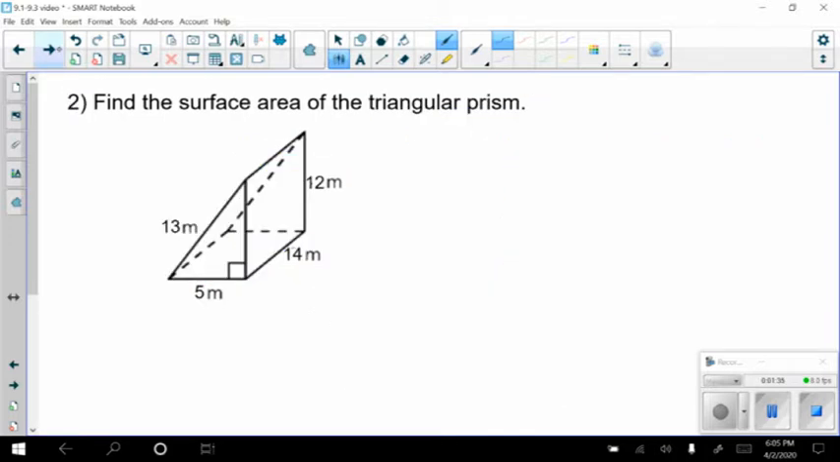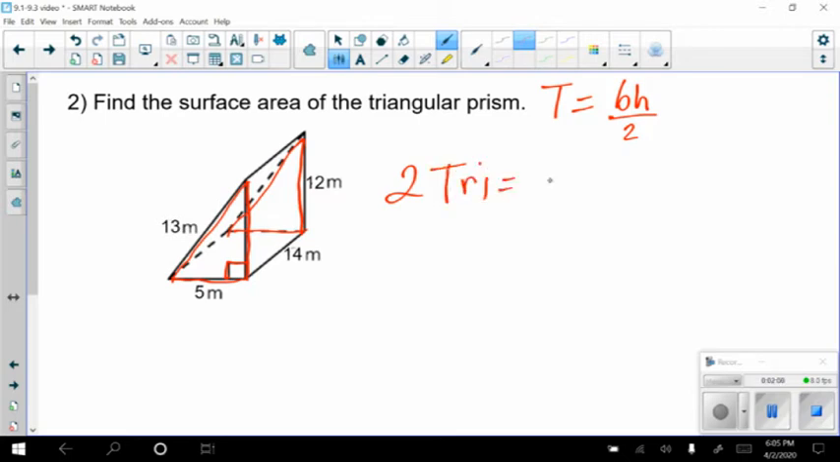Next, find the surface area of the triangular prism. You need to recognize that there are 2 triangles. They are the exact same size. And the formula for a triangle is base times height divided by 2. And you need to remember that the base and height must make a right angle to be used for your calculations. All right, there are 2 triangles. That means I will multiply this by 2. I'll do that at the end.